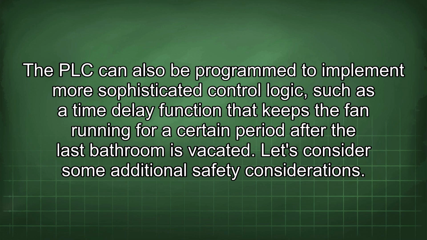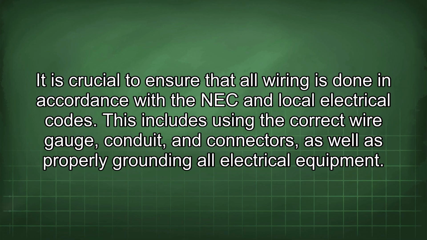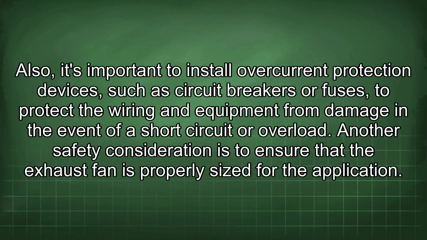Let's consider some additional safety considerations. It is crucial to ensure that all wiring is done in accordance with the NEC and local electrical codes. This includes using the correct wire gauge, conduit, and connectors, as well as properly grounding all electrical equipment. Also, it's important to install overcurrent protection devices, such as circuit breakers or fuses, to protect the wiring and equipment from damage in the event of a short circuit or overload.